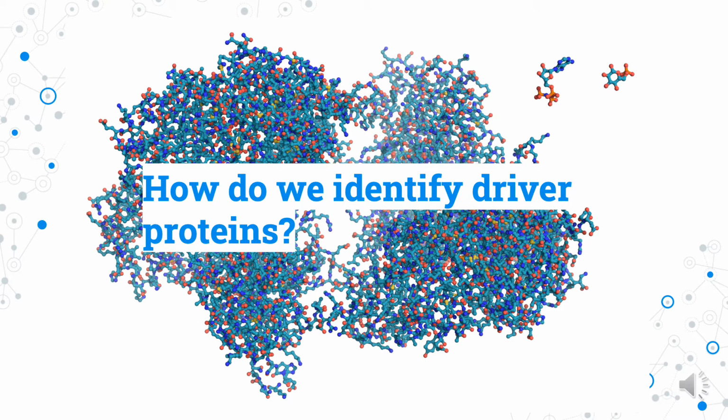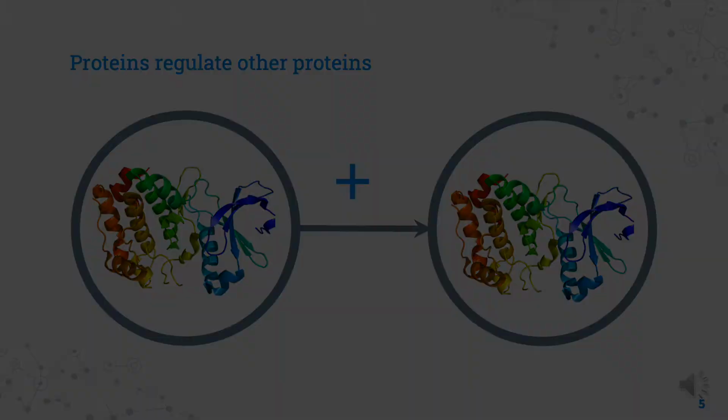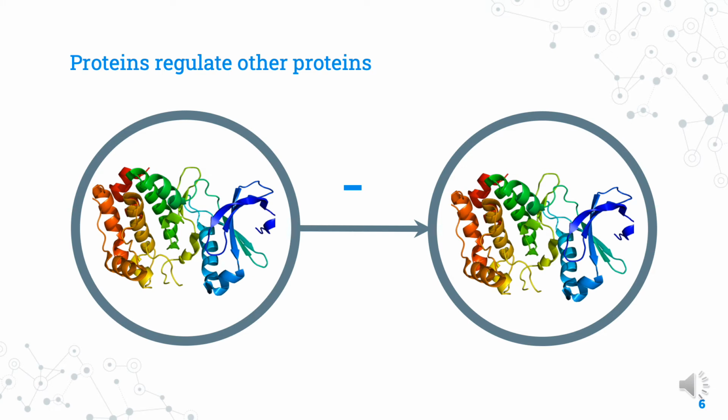Given a network, how do we identify the driver proteins? Proteins regulate other proteins, and this is referred to as protein regulatory networks. Proteins interact in various ways, and we denote a positive interaction when a protein upregulates another protein and increases a cell's sensitivity to the other protein. A negative interaction is when a protein downregulates another protein and decreases its sensitivity.